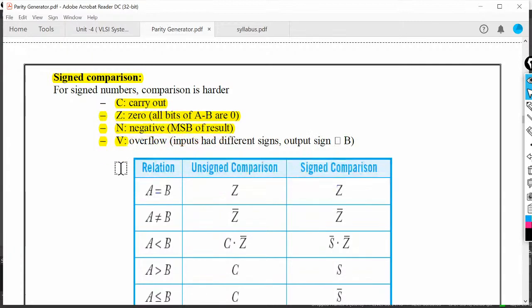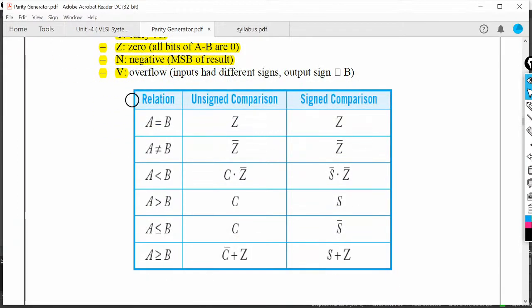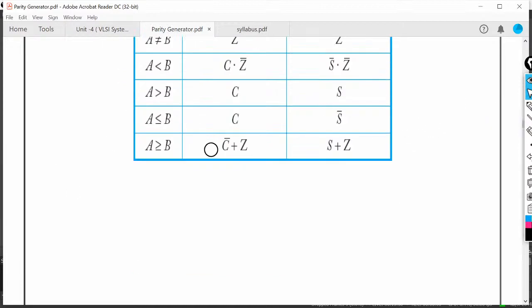The last one is V, the overflow bit. Okay, so the truth table for this comparison, for the unsigned as well as the signed comparison, is shown here. You can check this truth table also.